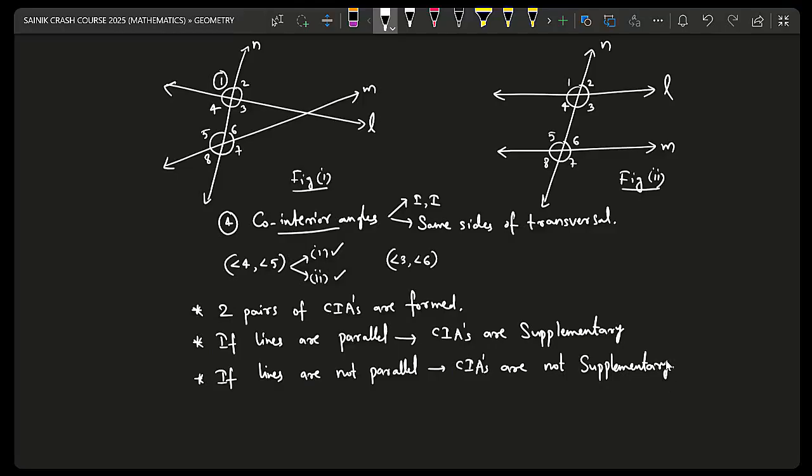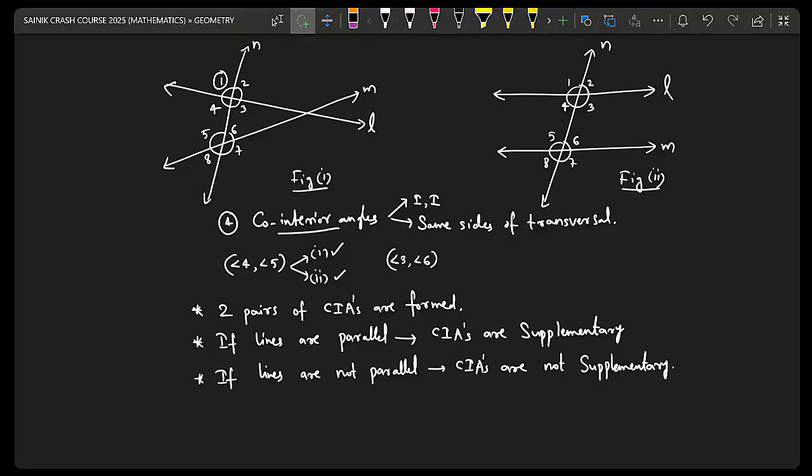So what are the conditions to say that they are co-interior angles? Both of them should be interior and they should lie on the same side of the transversal. And how many pairs are possible? Two pairs. And what are the properties? If the lines are parallel, co-interior angles are supplementary. If the lines are not parallel, co-interior angles are not supplementary.